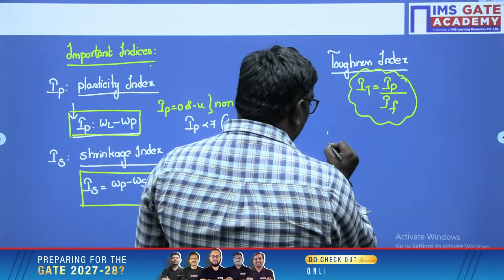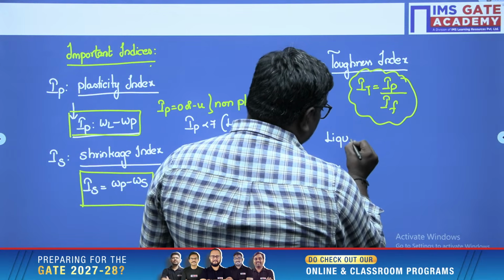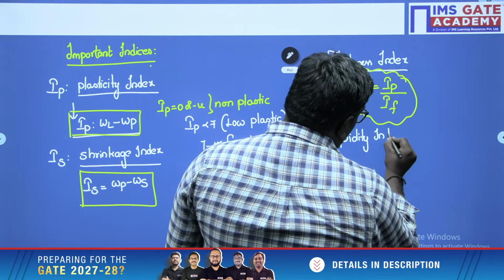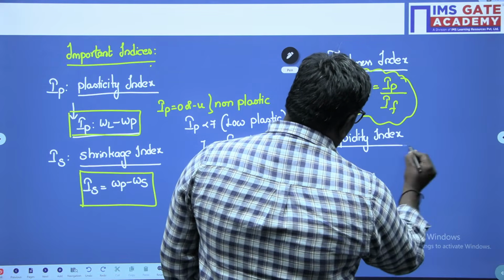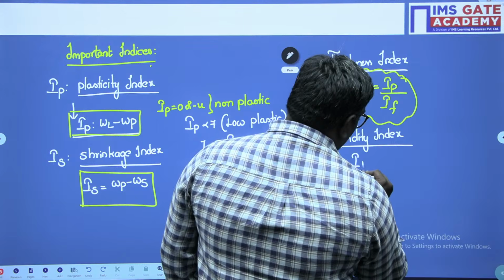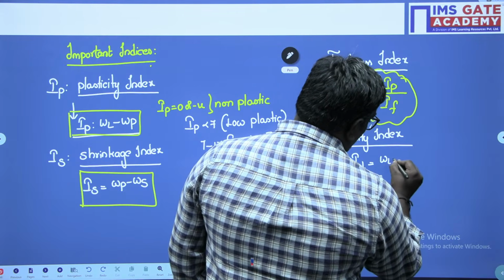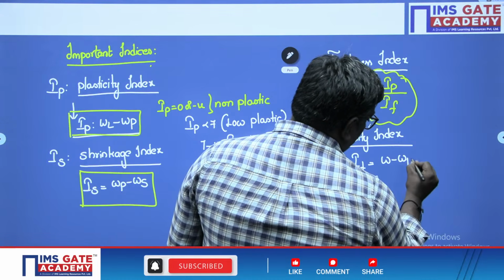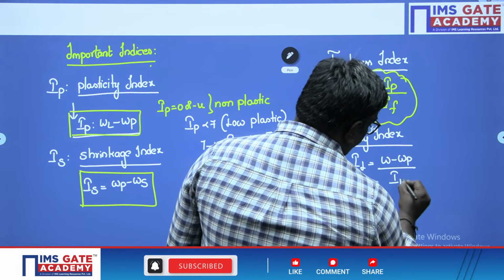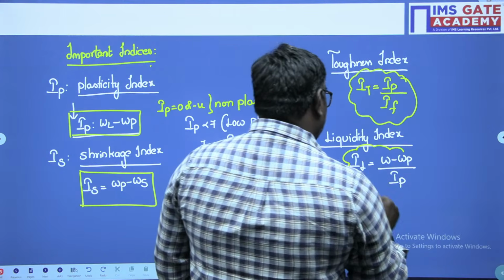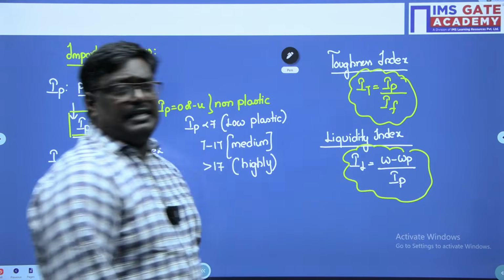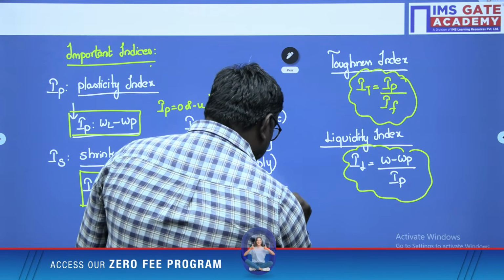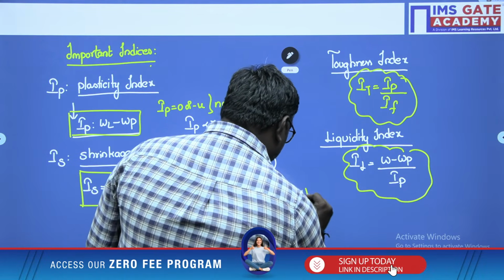Similarly, we have liquidity index. What is liquidity index here? IL is equal to (W minus WP) upon IP. This is known as liquidity index. Any doubts in this, my dear students? Similarly, we have consistency index.